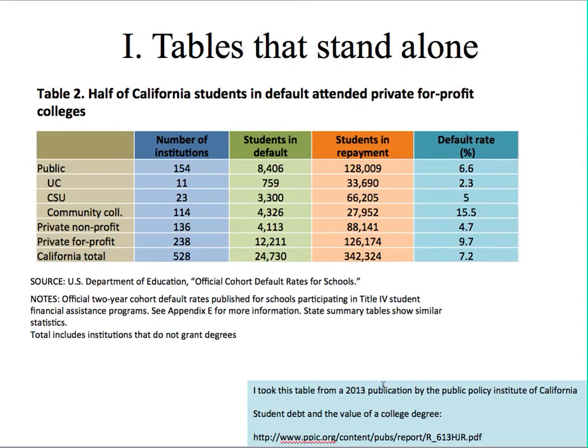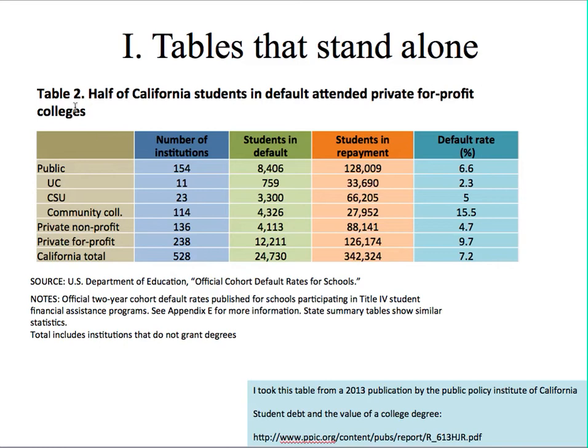It was made in July 2013 by the Public Policy Institute of California. You can find it using this link. So let's look at the table. It looks exactly like this. I pretty much copied and pasted it from the report.